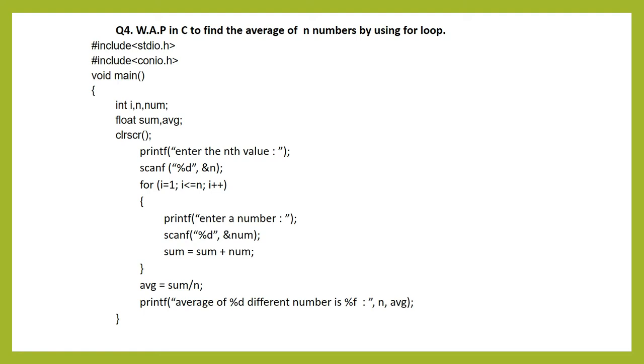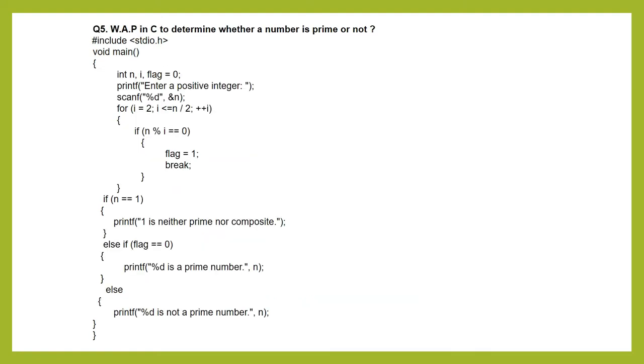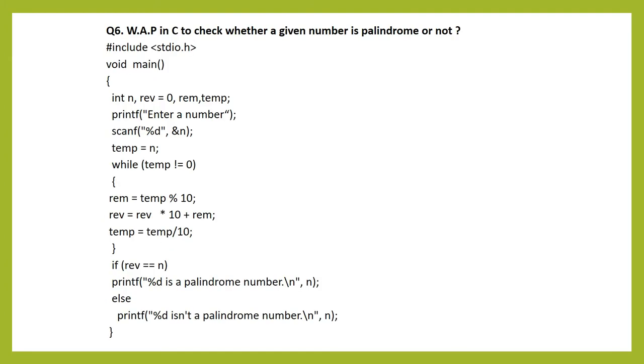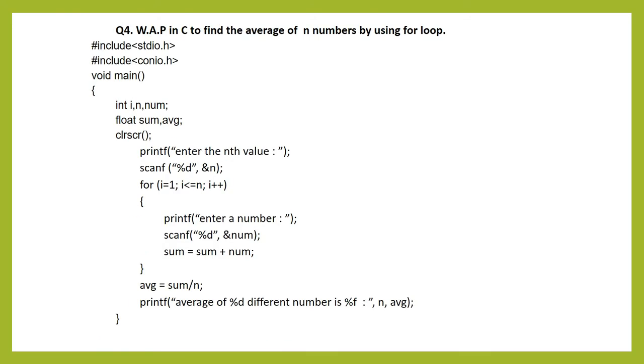Okay. So in your syllabus some looping related questions are there. Just like write a program in C to find the average of n numbers by using a for loop, a prime number program and a palindrome program. Okay. So let's discuss all these things.